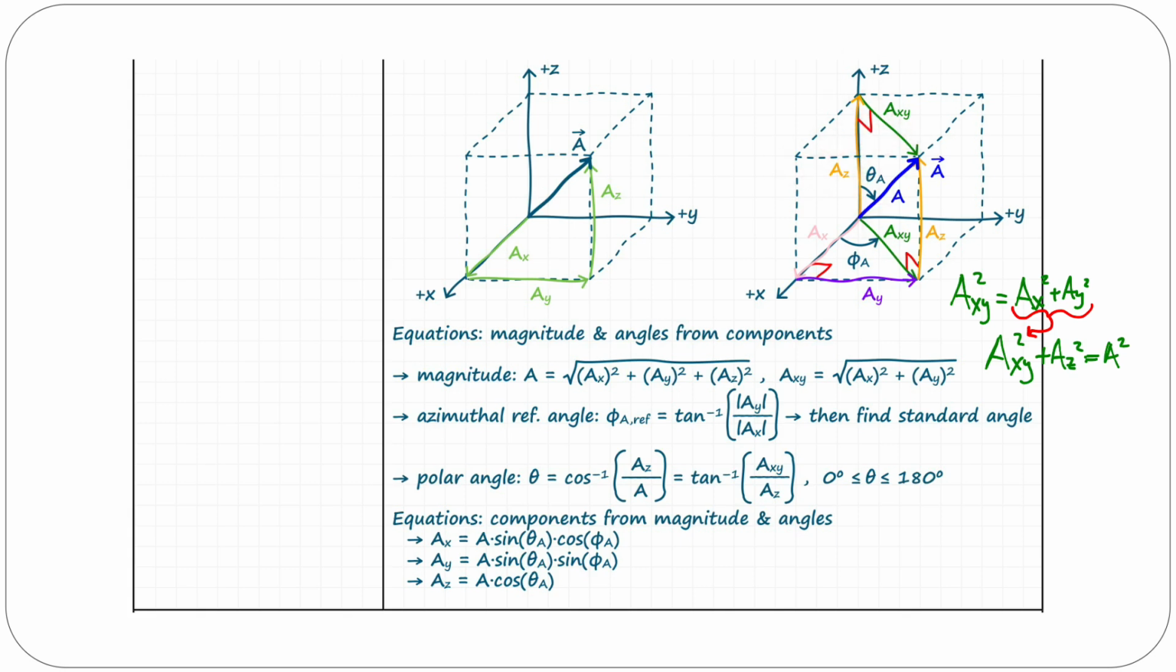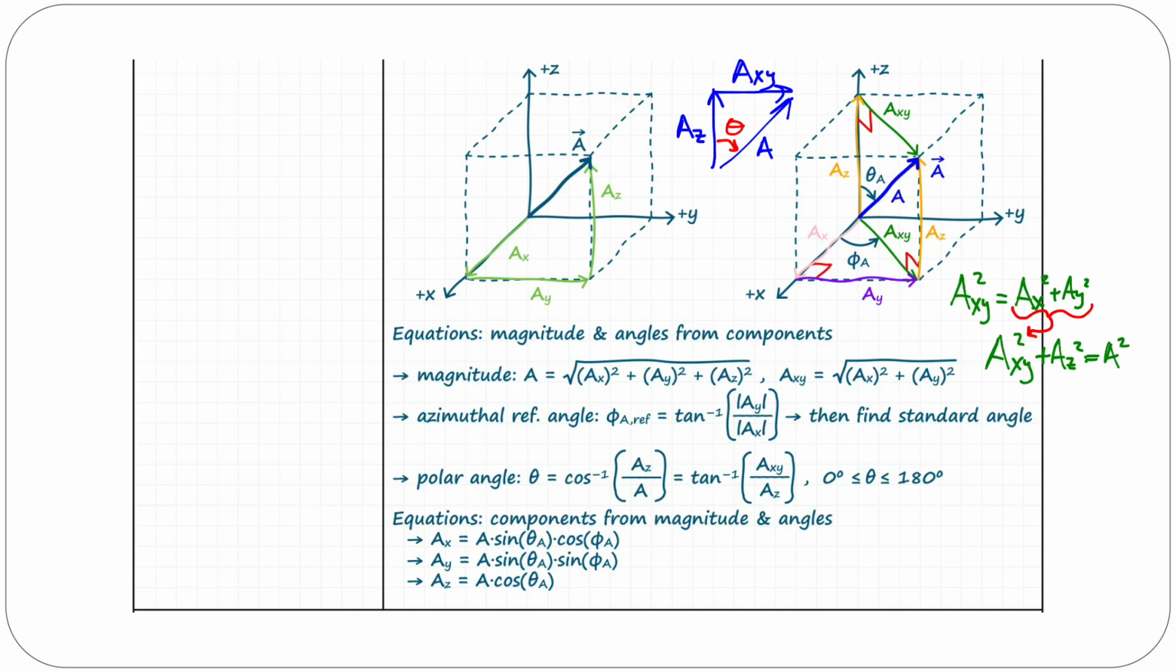If we look in this direction at this right triangle, we'll see that AZ is vertical along the z-axis. AXY is horizontal, parallel to the XY plane, and then this side here is A, that is the magnitude of our overall vector. And if this is the z-axis, then theta is an angle that rotates down from the z-axis.